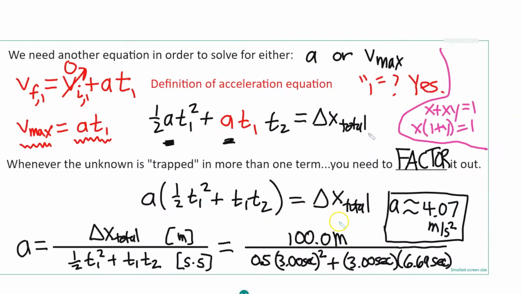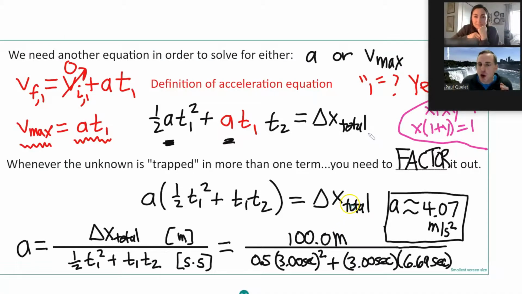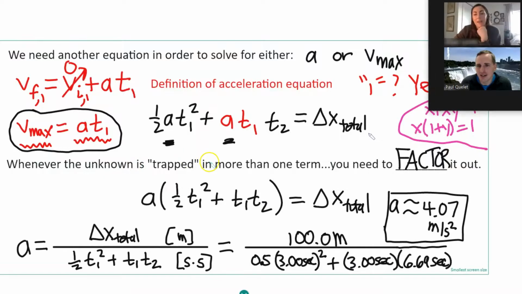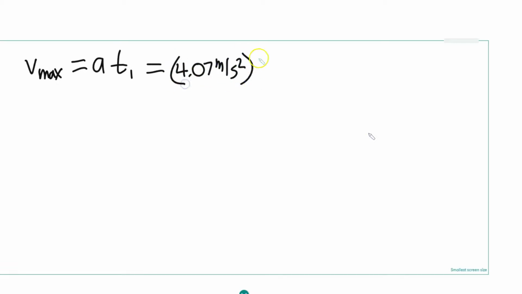Anyway, now let's go back and get Vmax. We should already have an equation well suited for Vmax. It's the equation that we already substituted in. Do you see that we can solve for Vmax very easily? We can just say Vmax is A times T1. That's pretty straightforward to calculate. A is 4.07 meters per second squared times the time T1 of 3.00 seconds.